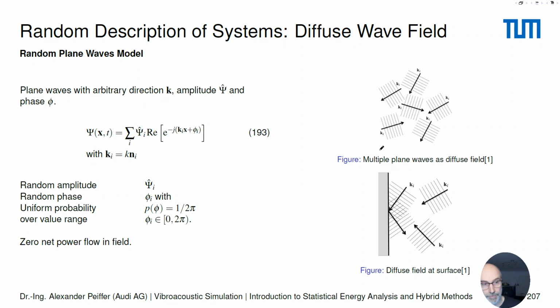In the plane wave model, if we have all directions with the same value, it's obvious that there's net zero power flow in the field. So if we just take an area here, there's no power flowing into different directions.